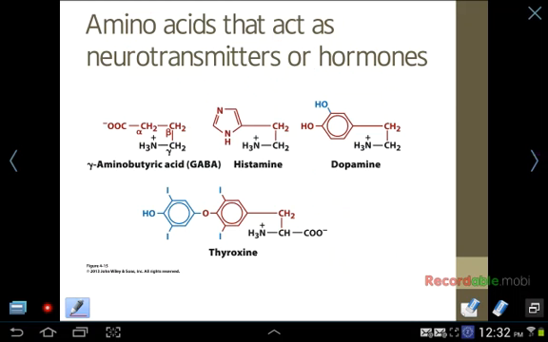Now, amino acids, sort of like DNA, can play other roles than just being monomers for a polypeptide or a protein. Certain amino acids, like histamine, dopamine, are neurotransmitters, and some of them can also be hormones. Again, I don't want you to commit these structures to memory, but I just wanted you to understand that amino acids can play other roles than just being monomers, much like monomers of DNA, nucleotides, can play other roles in the cell as well.